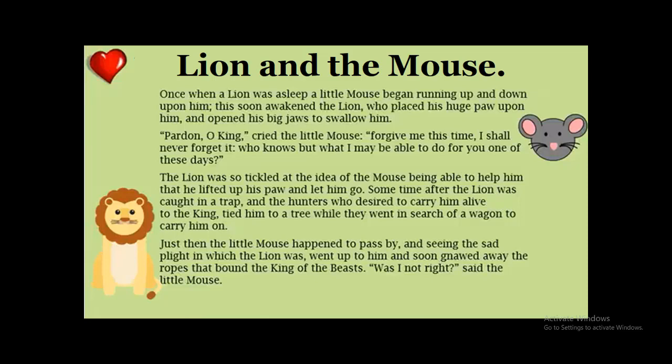Sometime after, the lion was caught in a trap, and the hunters who desired to carry him alive to the king tied him to a tree while they went in search of a wagon to carry him on. Just then, the little mouse happened to pass by, and seeing the sad plight in which the lion was, went up to him and soon gnawed away the ropes that bound the king of the beasts. "Was I not right?" said the little mouse. So that's the end of our story.